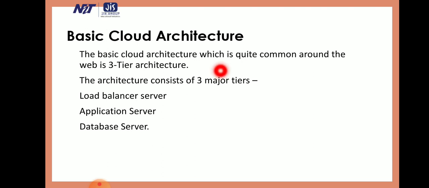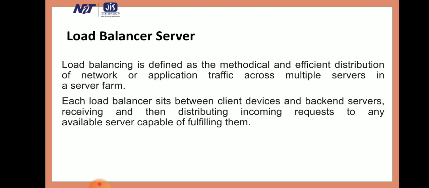So we come to basic cloud architecture. The basic cloud architecture, which is quite common around the web, is three-tier architecture. The architecture consists of three major tiers: load balancer server, application server, and database server. One by one, we will learn about all the servers.